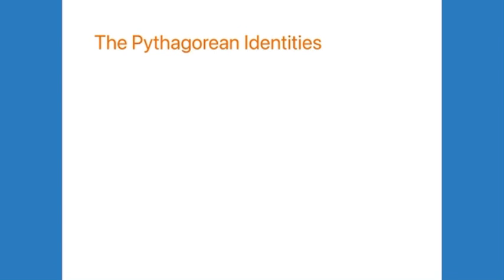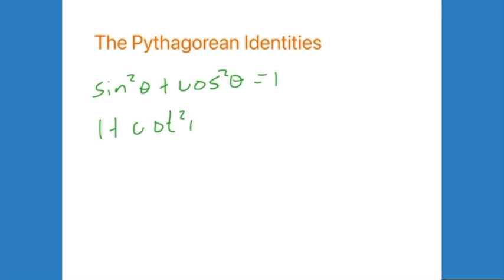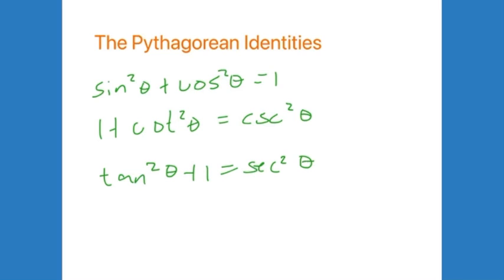The Pythagorean identities, we have sine squared theta plus cosine squared theta is equal to 1, 1 plus cotangent squared theta is equal to cosecant squared theta, and tangent squared theta plus 1 is equal to secant squared theta.